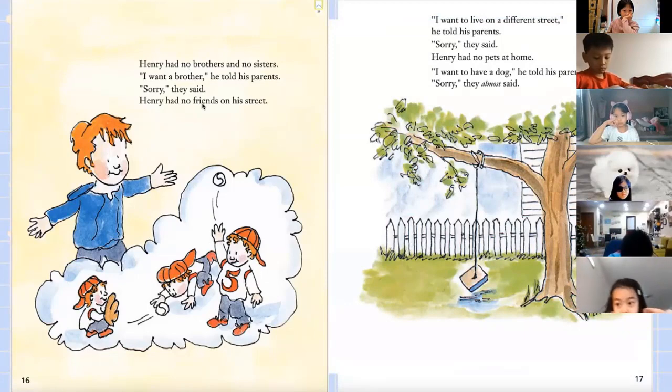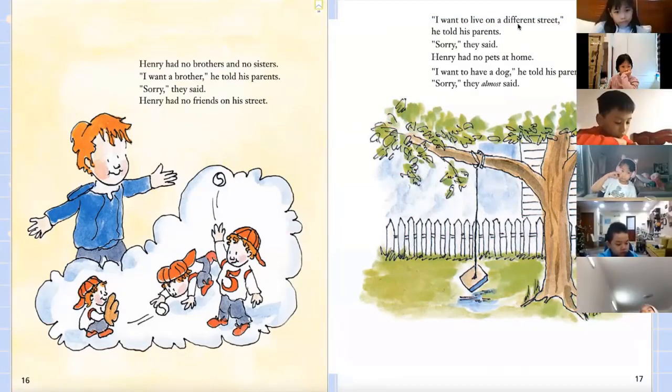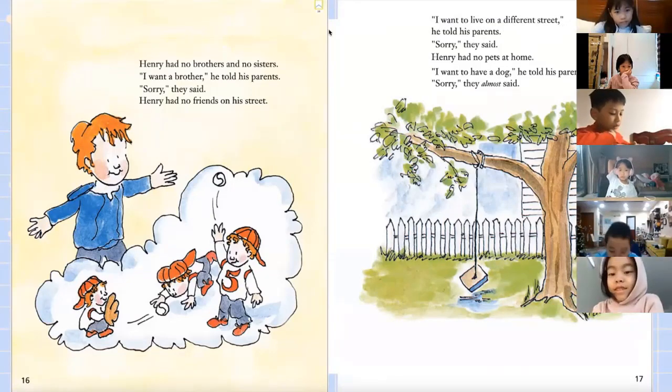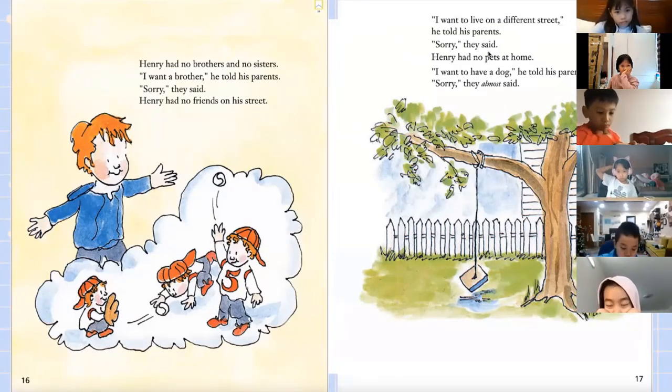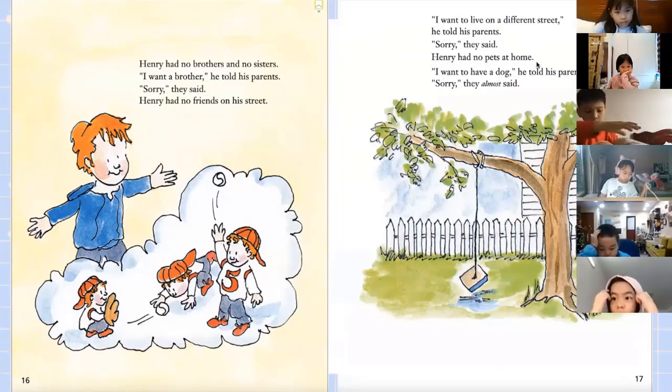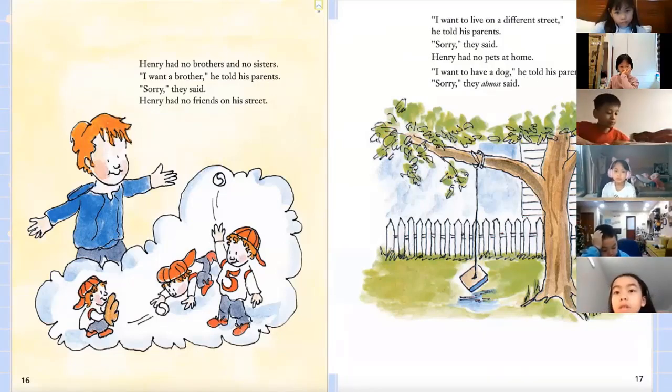Lavi, can you read page 17 for us? I want to live on a different street, he told his parents. Sorry, they said. Harry had no pets at home. I want a dog, he told his parents. Sorry, they almost said. Very good.